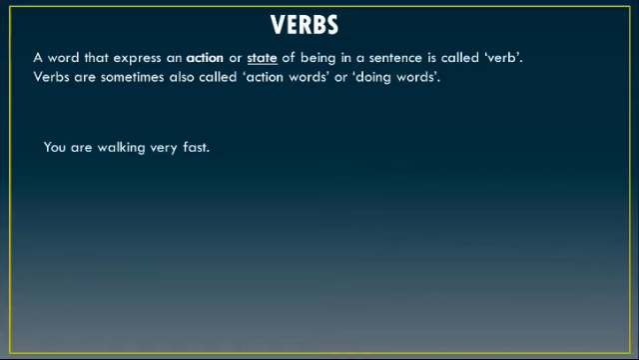Let's take an example here. You are walking very fast. Now you have to identify which one is a verb here. So what we're going to do is see which one represents an action or state of the subject. All right, so here, you are walking very fast. So walking shows an action, isn't it? So walking is a verb here.